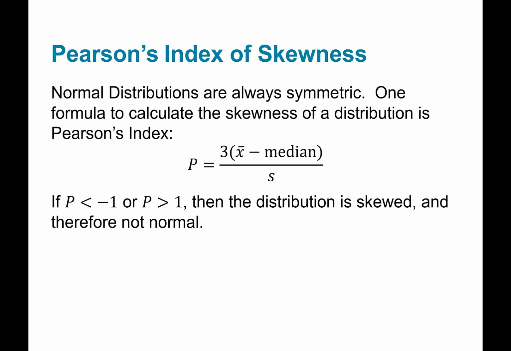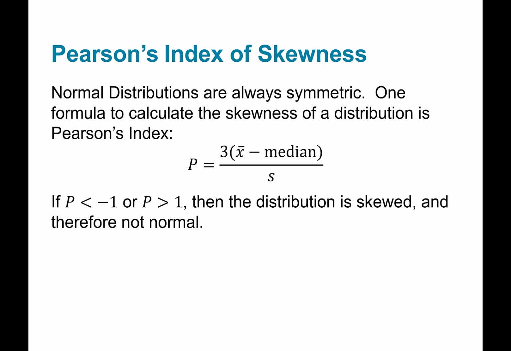One last thing to talk about is Pearson's index of skewness. We know we can use the empirical rule and we can convert to z-scores and everything if we have a normal distribution. Normal distributions we know are always going to be symmetric. A formula that we can use to calculate skewness of a distribution, as one way to tell if we might have a symmetric distribution or not, is to use Pearson's index. Pearson's index P is equal to 3 times the mean minus the median, and that quantity all divided by the sample standard deviation s.